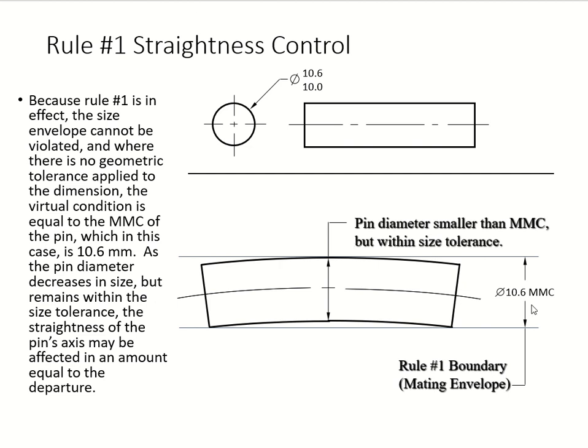So rule number one, the boundary here is your mating envelope. When it gets affected, your axis right in here, see how it curved a little bit, meaning it got affected because of that variation on the surface, because you're moving away from the 10.6 and going down. And of course, this one is moving away from 10.6 and going inside. So you get a band in this example.